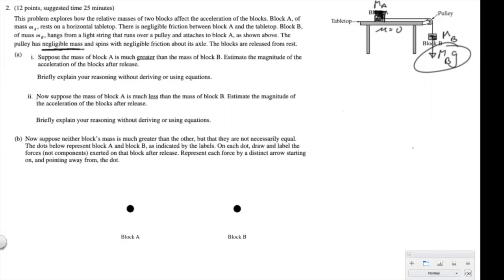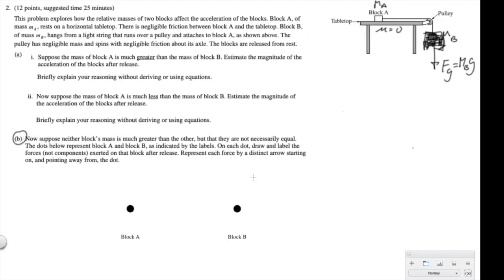Okay. Second question is the opposite. So what if block B were really big, and block A is small? The acceleration is going to be really big. And again, the reason why, the net force on the system is the force of gravity on block B, which is the weight of block B, right? And then the mass of block A is very small, has a very low inertia.